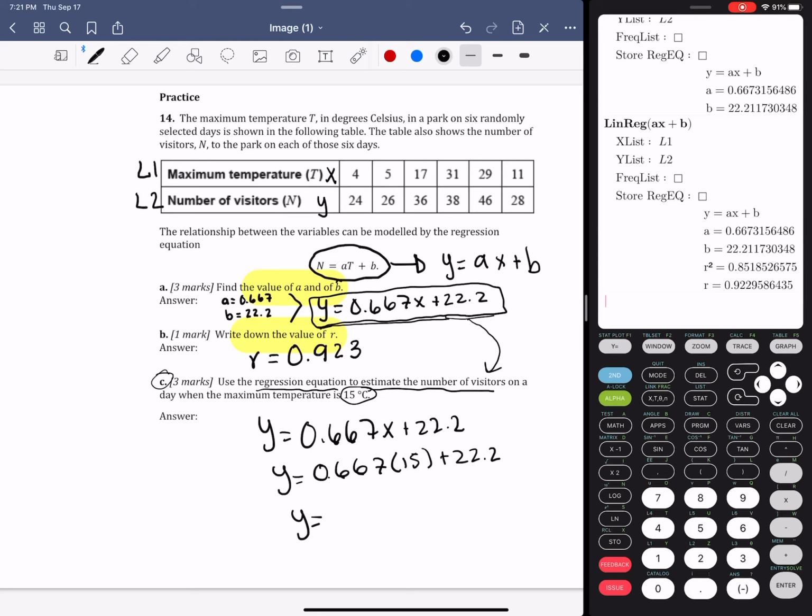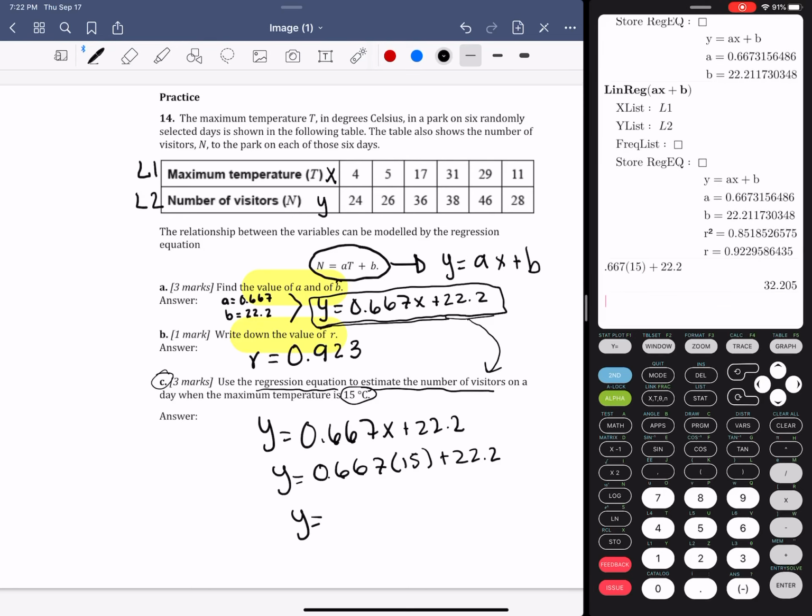What I'm going to do next here in my calculator is put what I have in my equation. So put 0.667, parentheses 15, move to the side, plus 22.2, and it gives me 32.205. But again, I want three significant figures, so that means I have y equals 32.2. Now this is how you do it by hand.